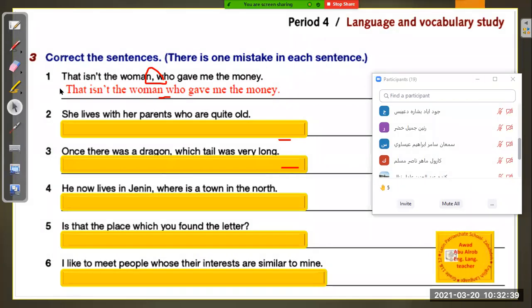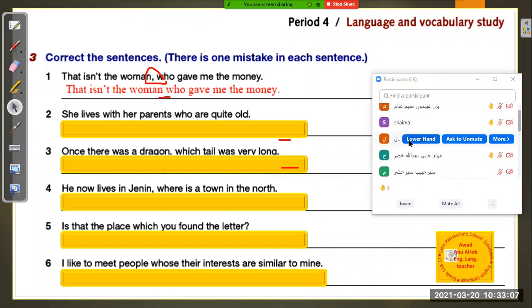Now, if you look at the first sentence, that's not the woman. Not this woman, and it stops, and you ask which woman? So the meaning of the first sentence is incomplete. We need the second sentence to identify the woman. So it's defining. The comma is wrong here. There should be no comma. Number 2.